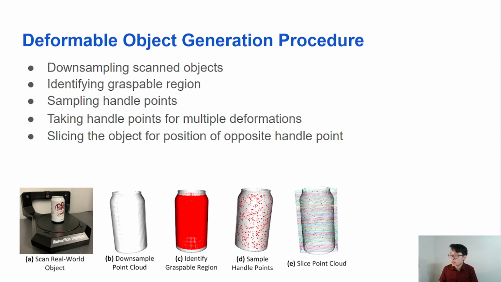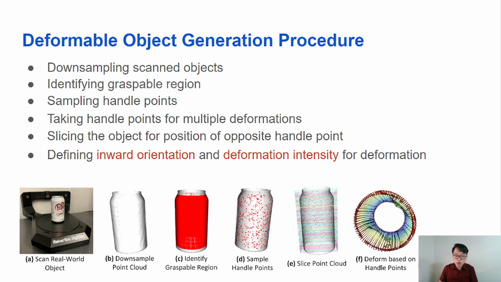Next, we take the sampling points for multiple deformations, as the robot has 2 grippers or 3 grippers, depending on your robot, but of course it has at least 2 grippers, and slightly slicing the object for the position of the opposite hand point. For example, we have one handle point on this side and another handle point on the opposite side of the object.